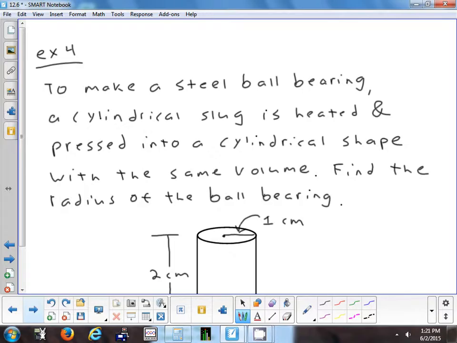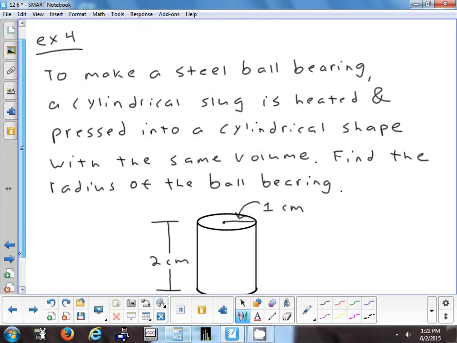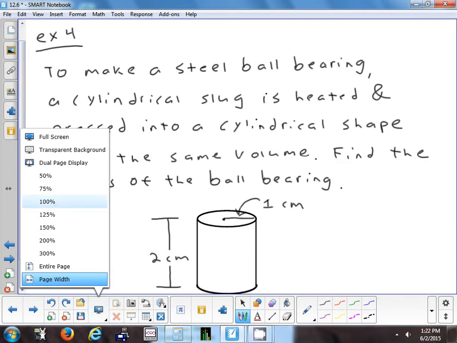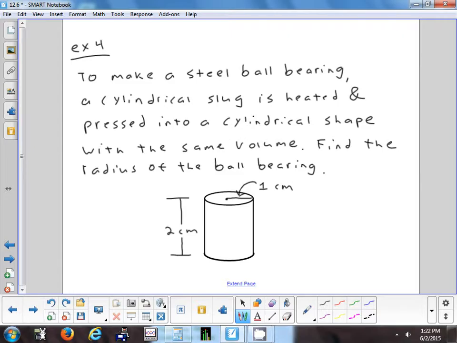All right, so this will probably be our last one, and then we'll do the other test. For this problem, they're going to make a steel bearing by taking a cylindrical slug, heating it, melting it down, and pressing it into a sphere. As they melt it down, they're saying same volume. You're not going to lose anything when you melt it. You're just going to melt it, compress it into a sphere. I want to find the radius of the ball bearing that they're going to form.